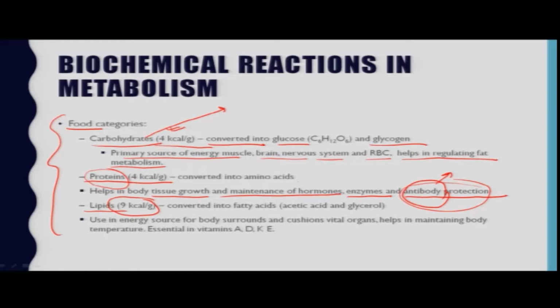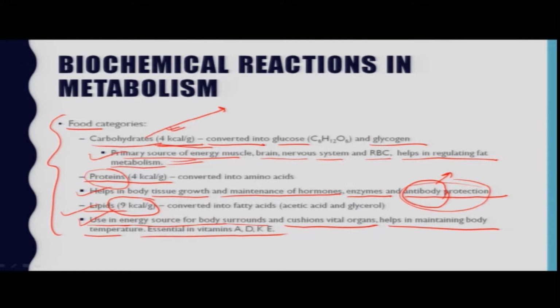And another category is lipids. They are used as an energy source for the body, surround and cushion vital organs, help in maintaining body temperature, and are essential for vitamins A, D, K, E. So these are some of the basic nutrients in food with some calorie content and functions in the body. These are the functions which we have just listed down.